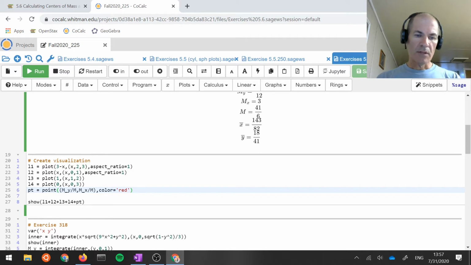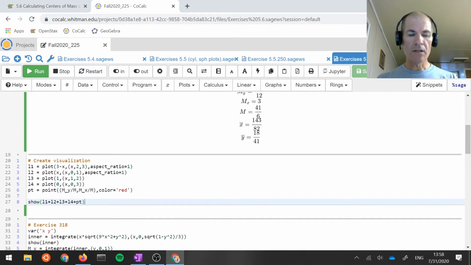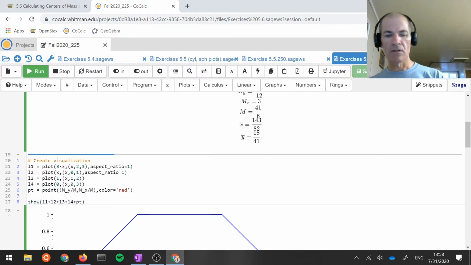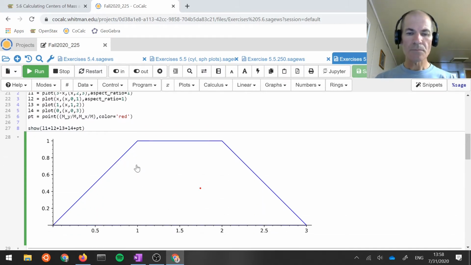And then I just plot the point. And then Sage lets me plot several plots on the same set of axes if I just take these plots, store them as variables, and then use the show command with plus signs in between each of the variables. So this is the plot L1 plus the plot L2 plus L3 plus L4 plus the point. And if all goes well, we should see a nice visualization of the situation.